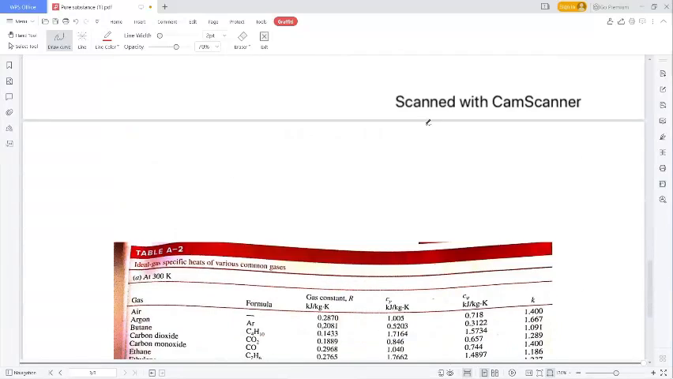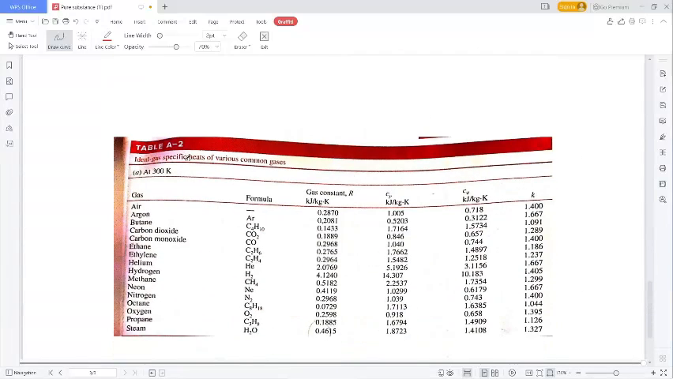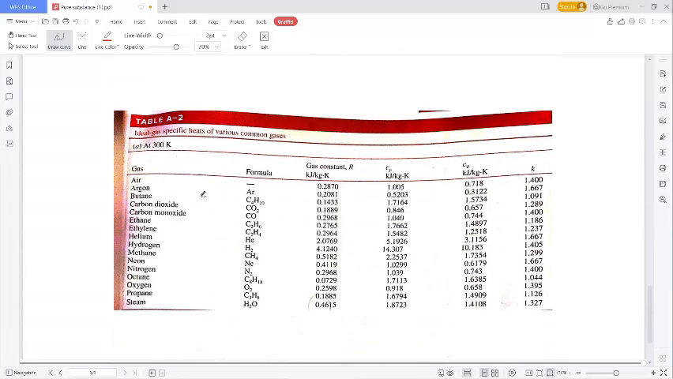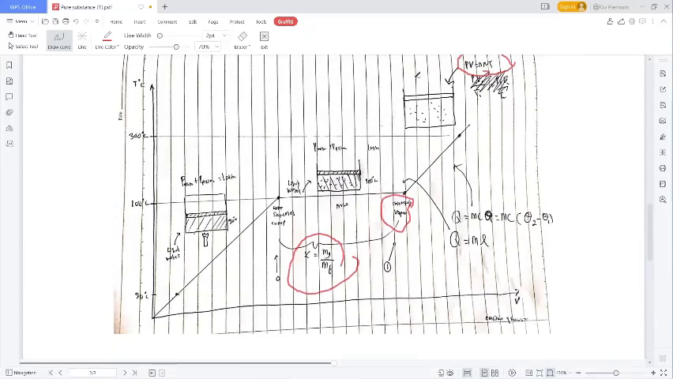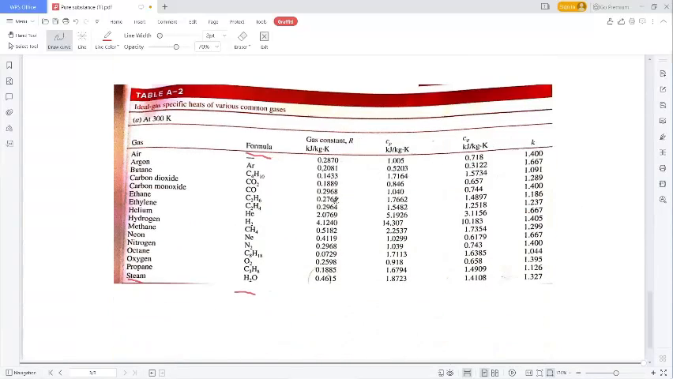For example, here, if you can see, there is a thermodynamic table, the A2 table. If you go to the very bottom of this list, you can see the steam. They have a formula for H2O. It means H2O can exist in the form of gas somewhere around this phase, and it will have a gas constant of about 0.4615 kilojoule per kg K. K refers to Kelvin.